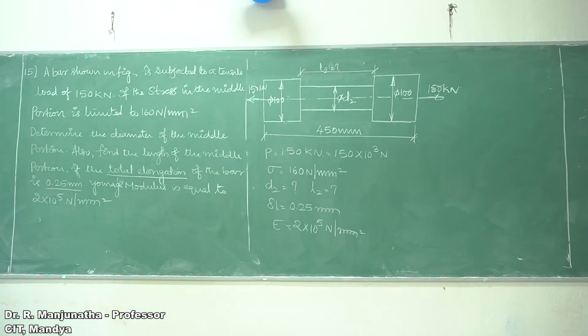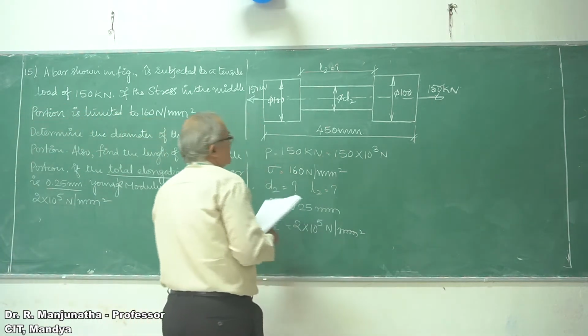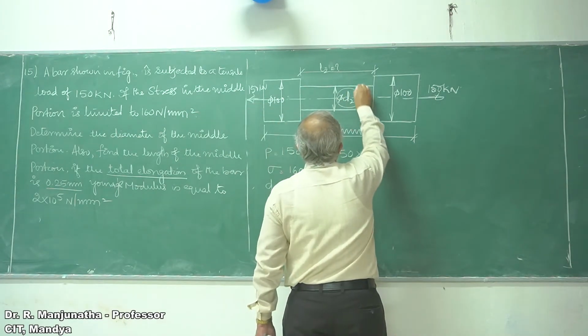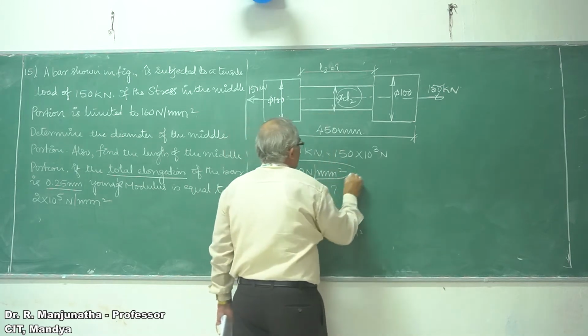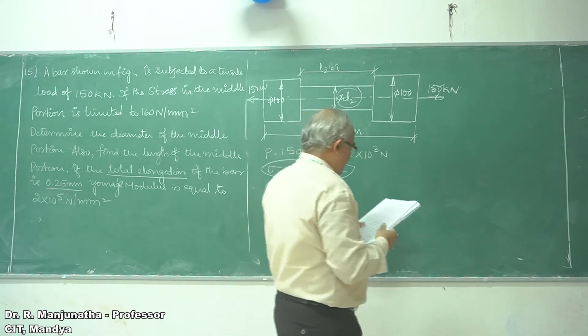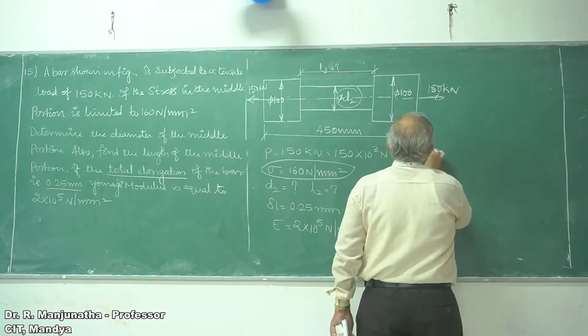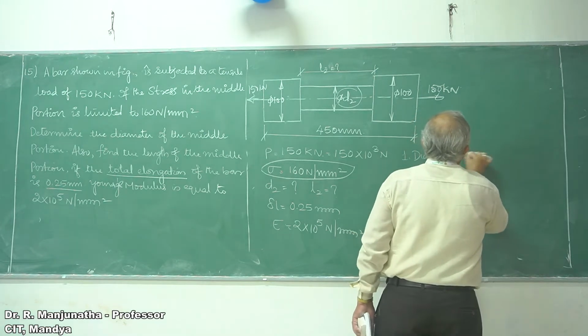First we need to find out the diameter of the middle portion, that is, the diameter at this particular portion. But we know the stress here. The stress in the middle portion is given to be 160 Newton per mm square. Therefore, first condition: the diameter in the middle portion we need to find out.